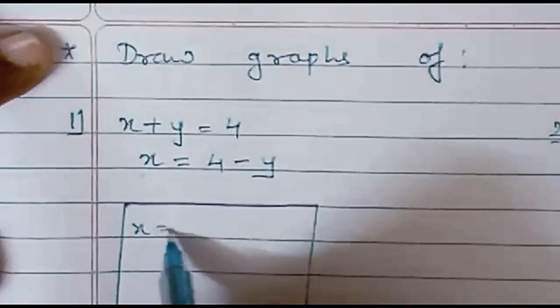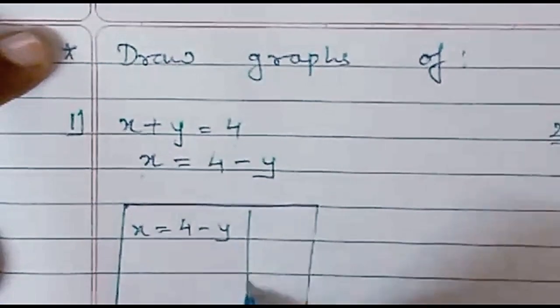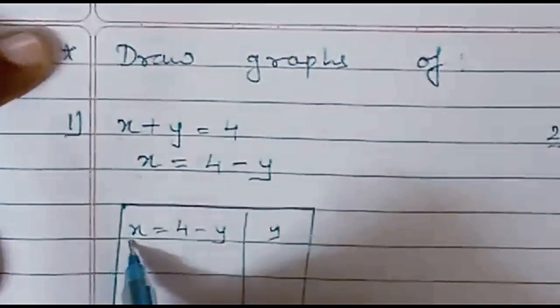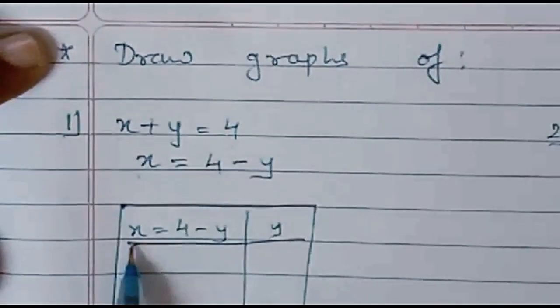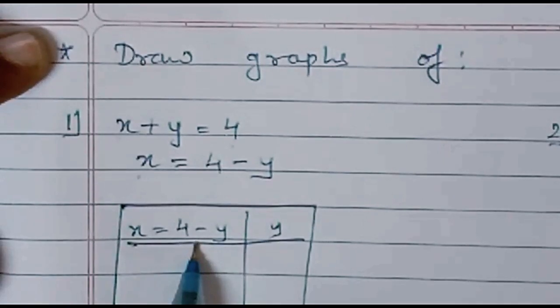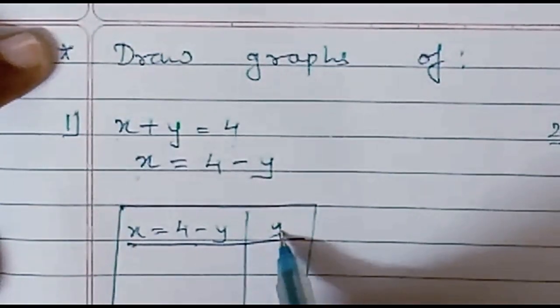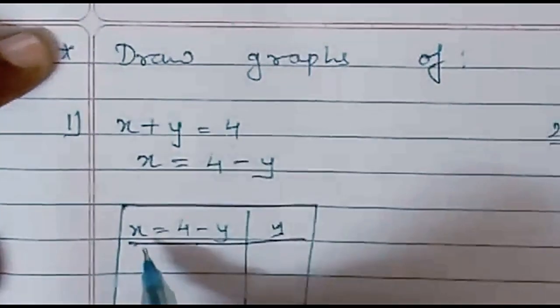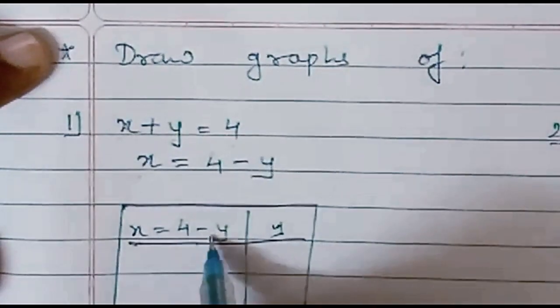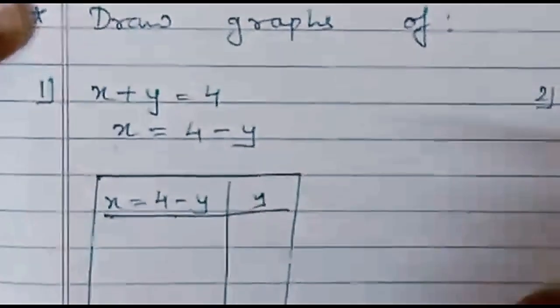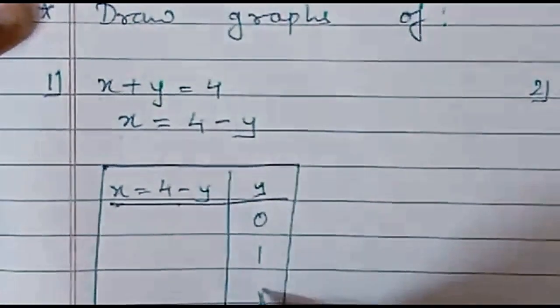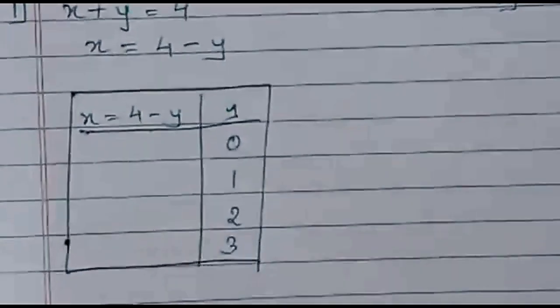Again x is equal to 4 minus y, and this is the column for y. You are going to obtain the value of y. That is why you are going to place the value of y of your own. So we have to find x based on the value of y. Randomly you can take anything, 0, 1, 2, 3. I have taken 3 numbers, right?